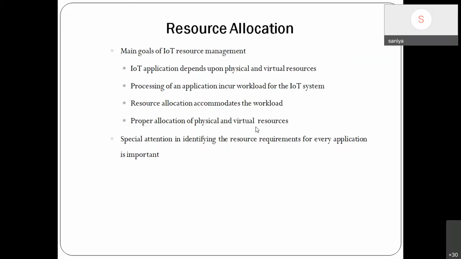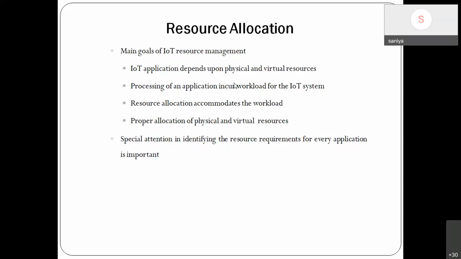So if we talk about resource allocation, which is one of the main activities by which we can optimize the resource, there is work done on resource allocation. The main goals of IoT resource management: every IoT application, as we know, will depend on physical and virtual resources. How much storage I have, what algorithm I am going to use. So every IoT application is going to be dependent on physical and virtual resources.